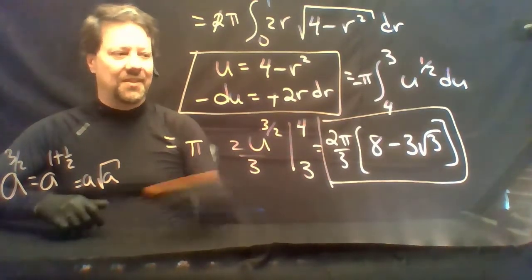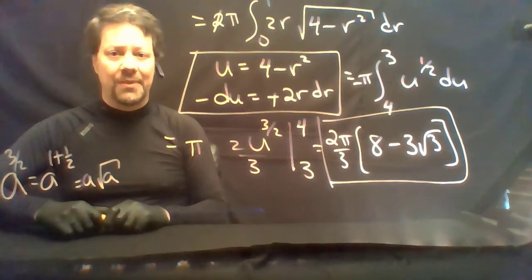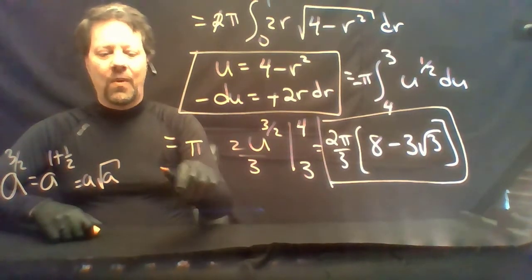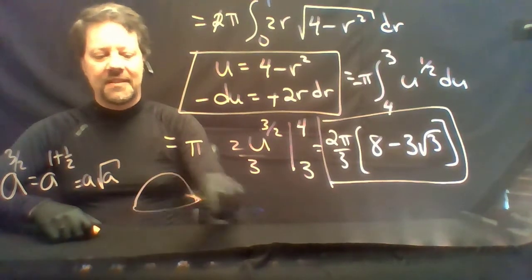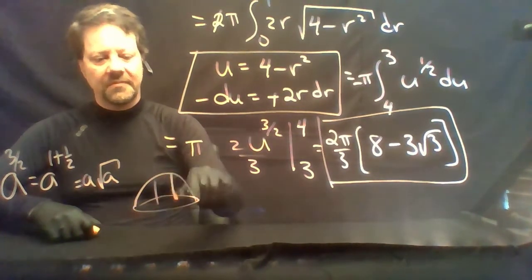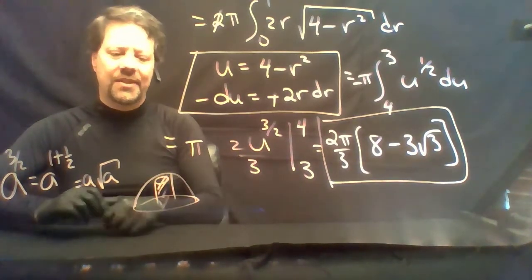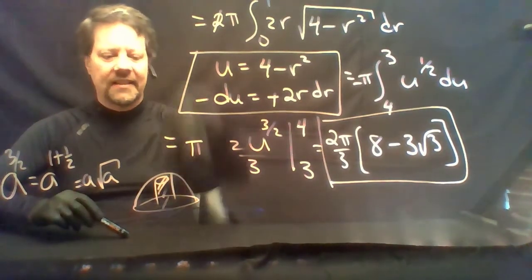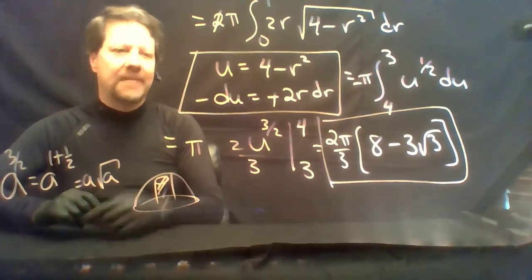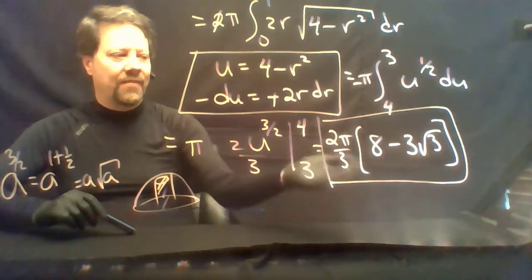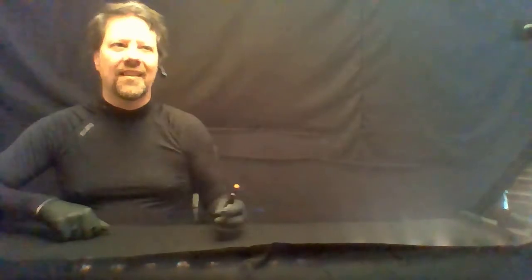Remember what the answer of this double integral represents. It's the core inside of the semi-sphere. It's the volume of this core. It's as though we took an apple and sliced it in half, and then we drilled a core out of it. The volume of that core is this value.